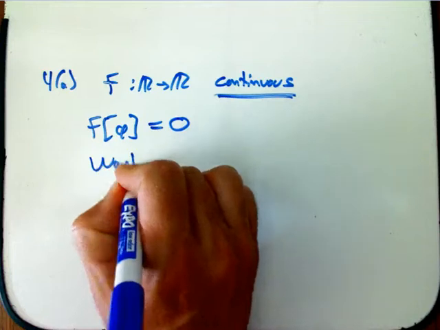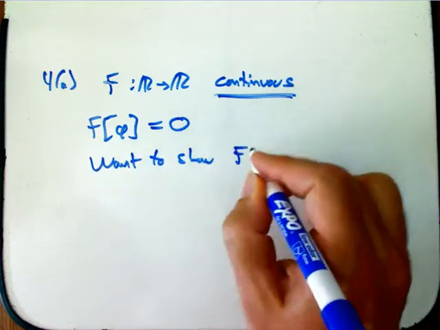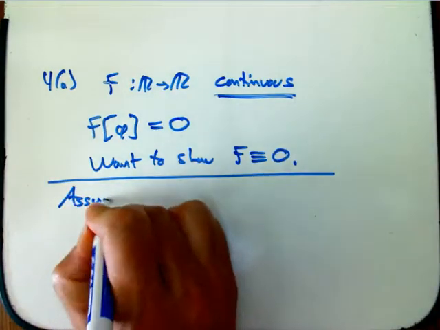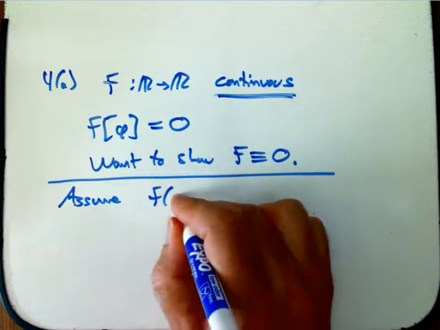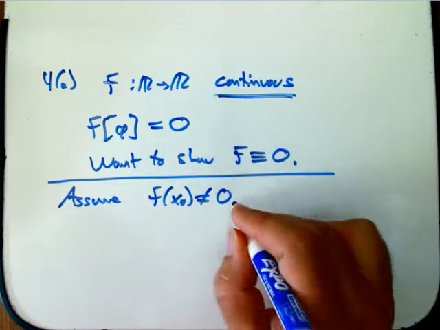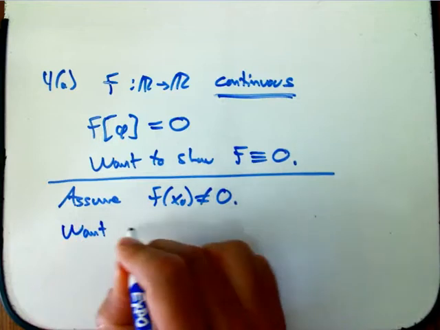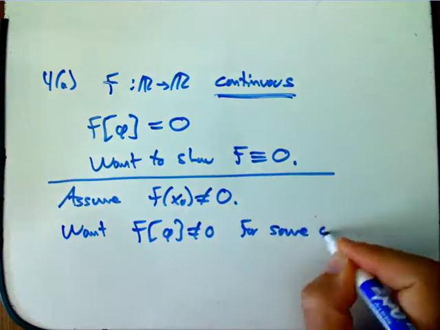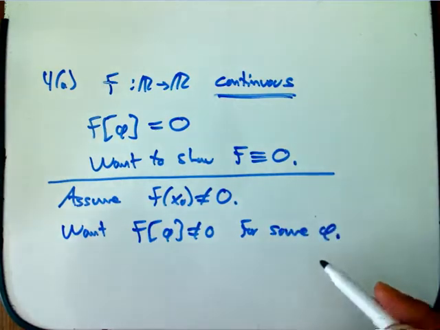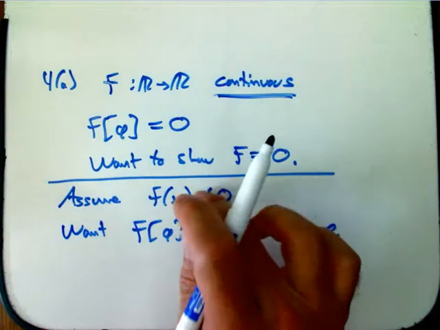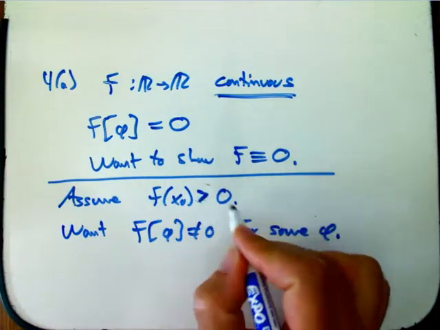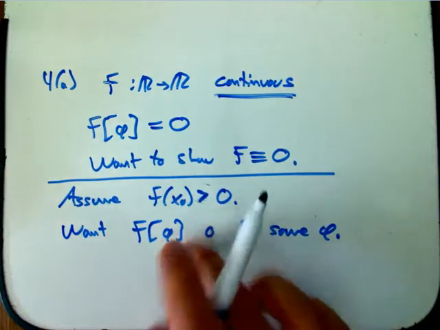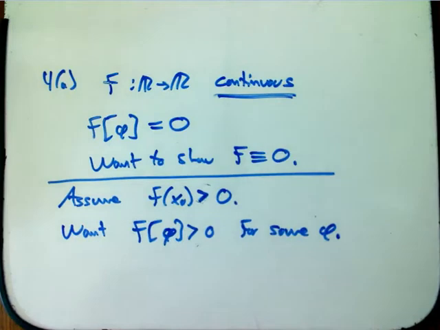I want to show that f is identically the 0 function. And we'll actually show it by contradiction. Let's assume, which might be more natural to think of anyway, that f of some x naught is not equal to 0. And I want to show that f on phi is not equal to 0 for some phi. And the task will be to construct a phi that guarantees that, and to make sure that that's not equal to 0. And without loss of generality, I'm going to assume it's greater than 0. The two cases are pretty obviously equivalent. Okay, so I'd like to show this. And in fact, I'm going to show that I can create a test function that's greater than 0.